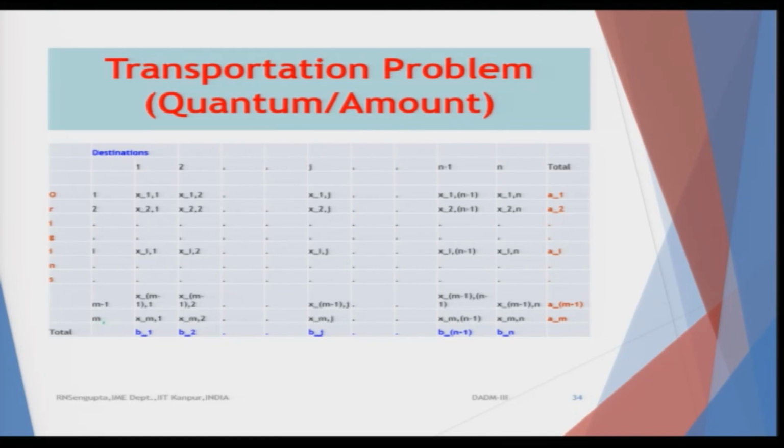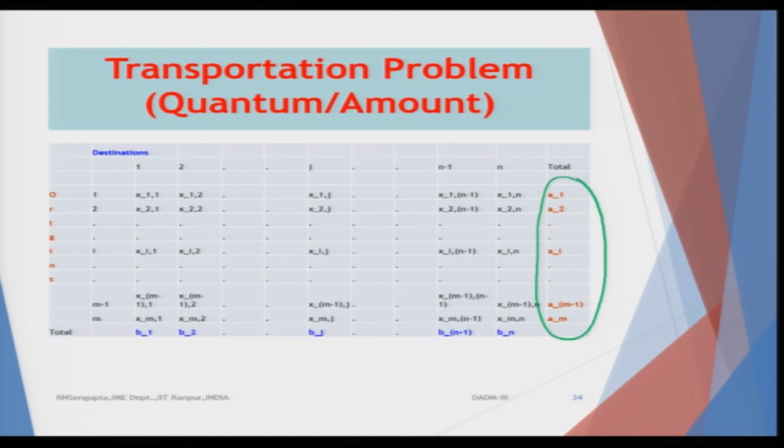Now, if I go to the last origin, the total quantum of goods being supplied, I will not call out the destinations, is x m 1, x m 2, x m j, x m n minus 1, x m n, and the total value if I add up is a suffix m. Now, if I add up all these values, this is the total amount of goods being supplied from the first to the mth origin, and the total sum would be a suffix 1 plus a suffix 2 till the second last one, a suffix m minus 1, and the last one, a suffix m.